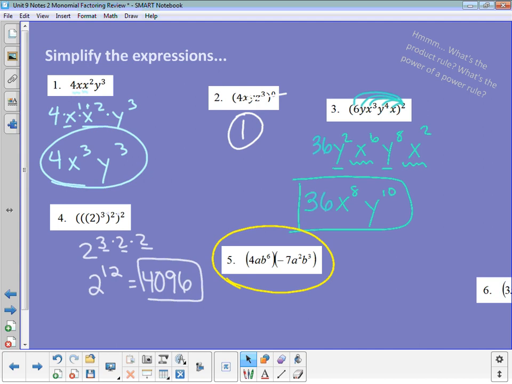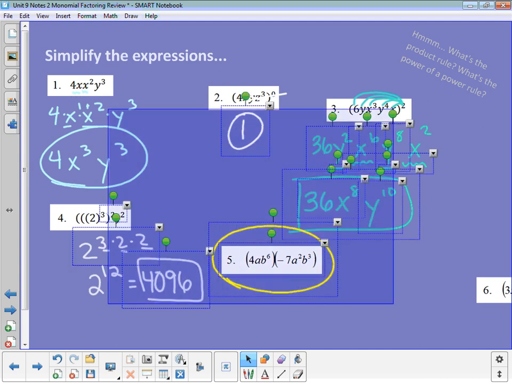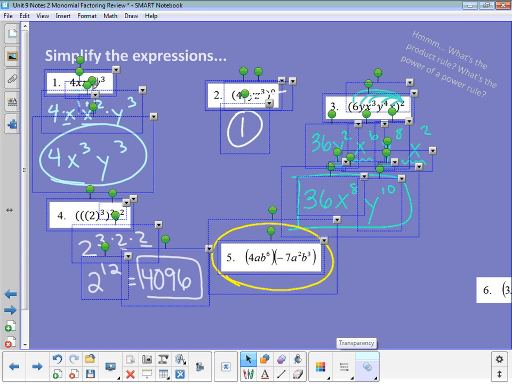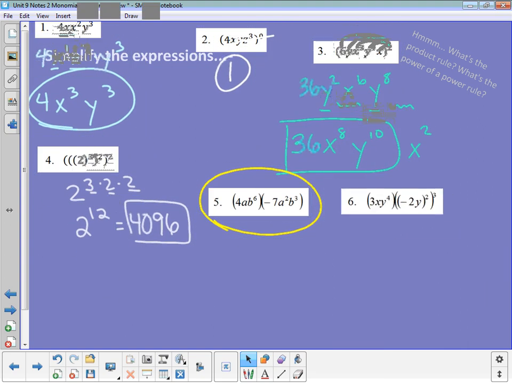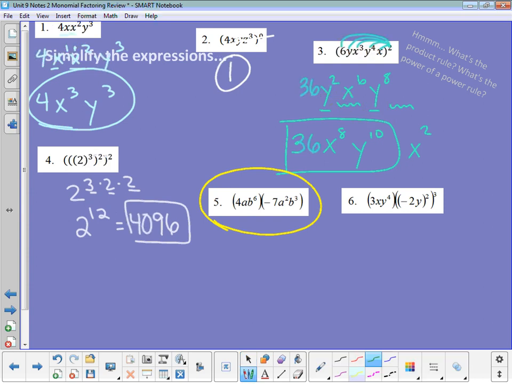And let's take a look at number 6. See if I can get rid of all my stuff here. Slide everything up a little bit. Pull out number 6, here it is. All right, I have 3xy to the fourth times negative 2y to the second to the third.